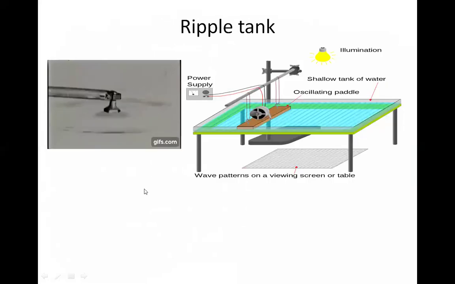Look, what is this? This is a mechanism to demonstrate waves. It is a vibrator. The function of the vibrator is to produce waves. Look, the waves are moving away, but the particles are moving up and down. It means it is a transverse wave. And look at this mechanism. This is called a ripple tank.